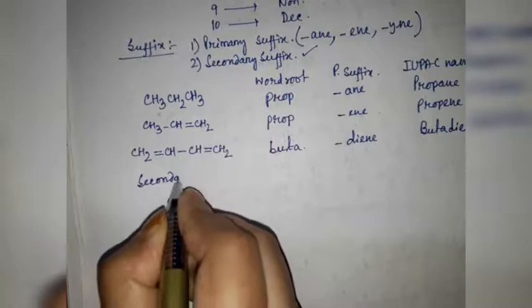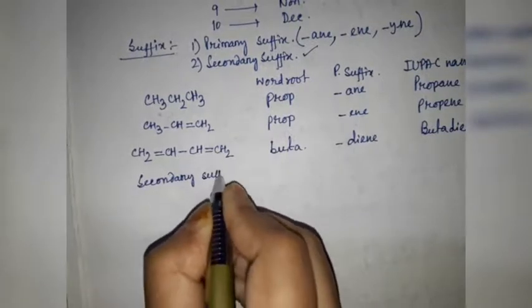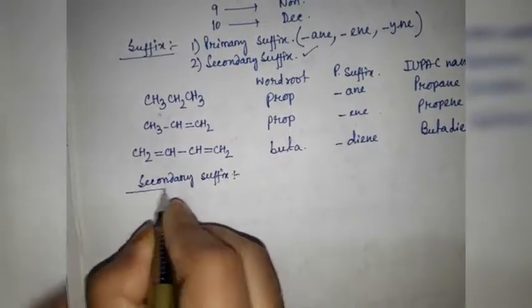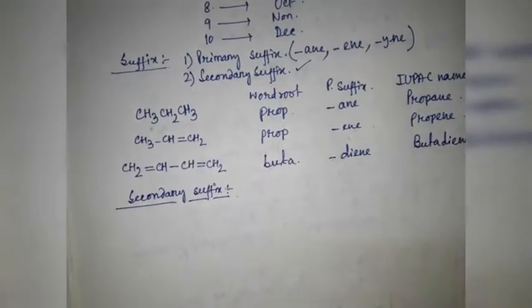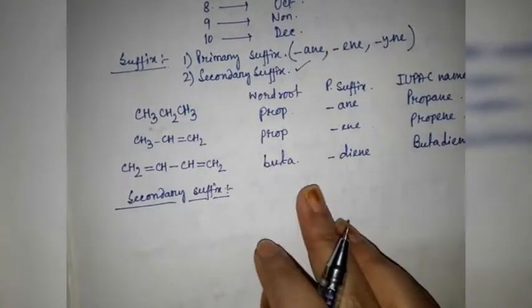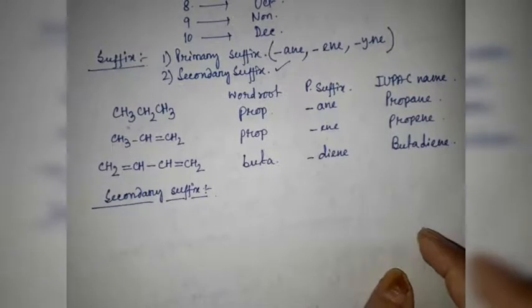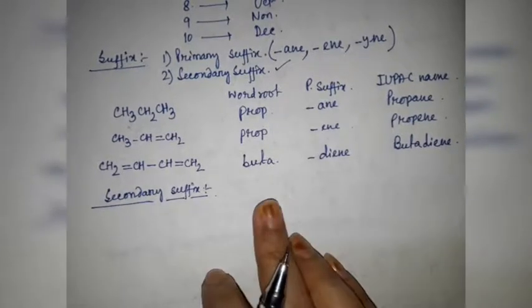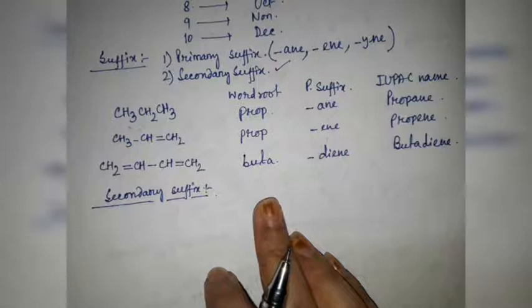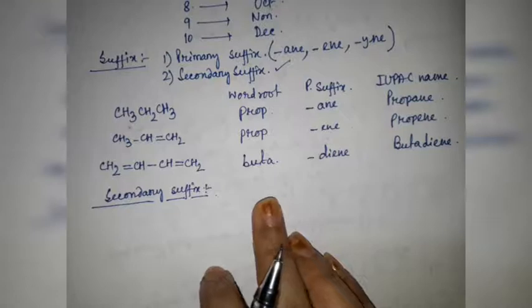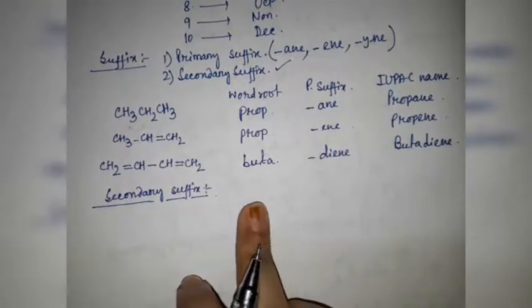Now we will talk about secondary suffix. A secondary suffix is used to indicate whether a functional group is present in the organic molecule or not. It is added to the primary suffix while writing the IUPAC name. So what is a functional group? A functional group is an active atom or group of atoms within the molecule, the presence of which determines the functions or the chemical activities of the compound.